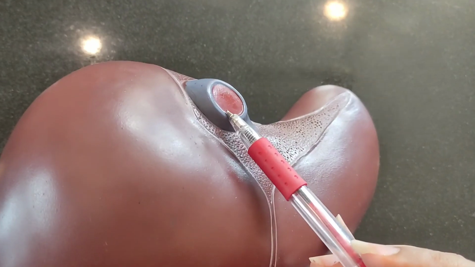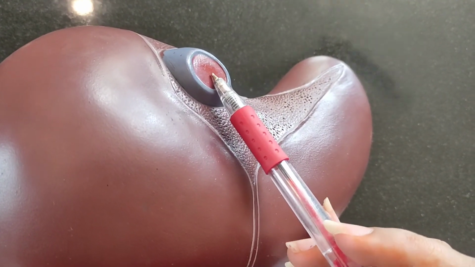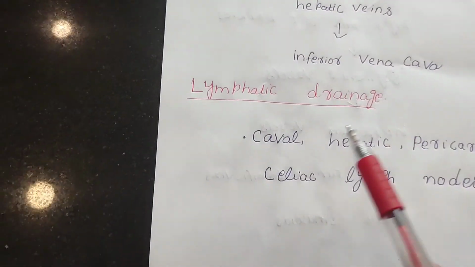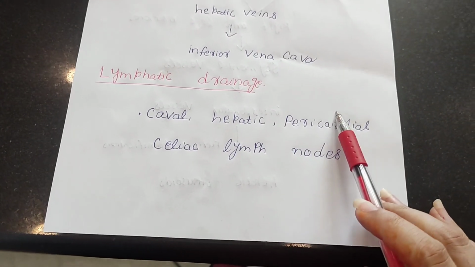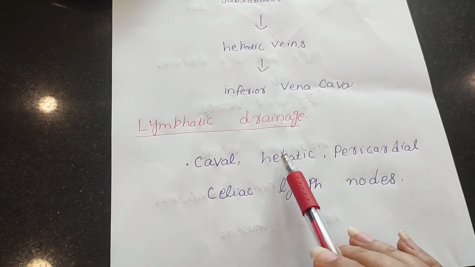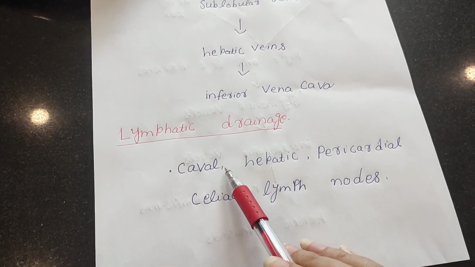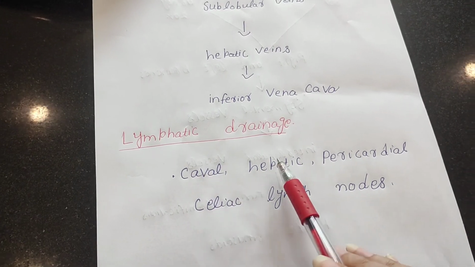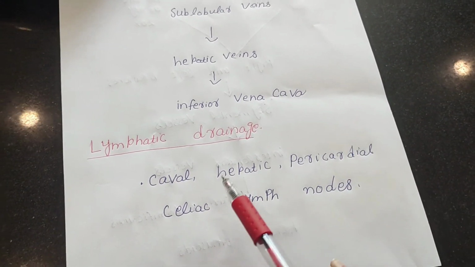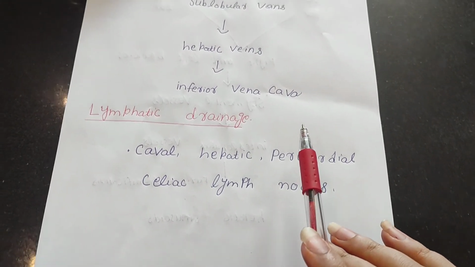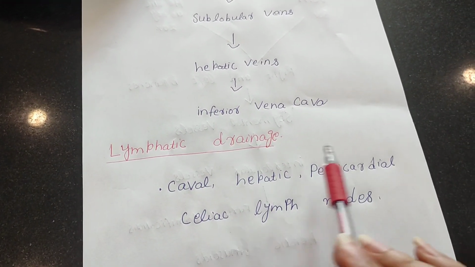You can see here, this is the inferior vena cava. So the ultimate venous drainage of the liver is coming here into the inferior vena cava. While for lymphatic drainage, the lymph drains into multiple nodes which are caval, hepatic, pericardial and celiac lymph nodes. These four are the different lymph nodes where the lymph drains from the liver.